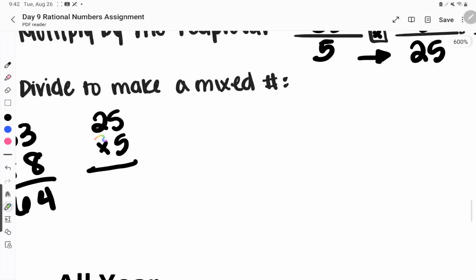So we'll start with 5 times 5. 5 times 5 gives us 25, so write down a 5 and carry our 2. Then we have 2 times 5. 2 times 5 gives us 10, plus the 2 gives us 12.